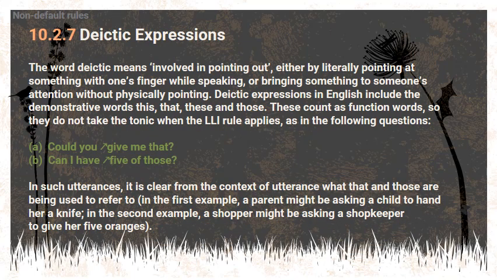And then the last is deictic expressions. The word deictic means involved in pointing out, either by literally pointing at something with one's finger while speaking, or bringing something to someone's attention without physically pointing. Deictic expressions in English include the demonstrative words this, that, these, and those.